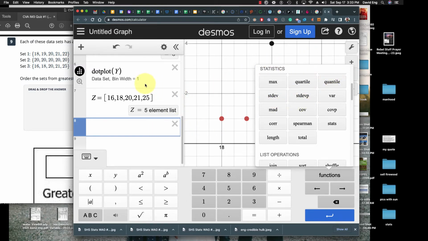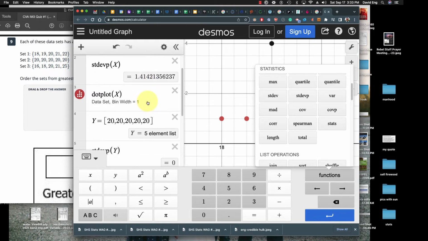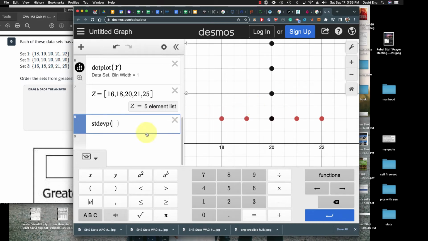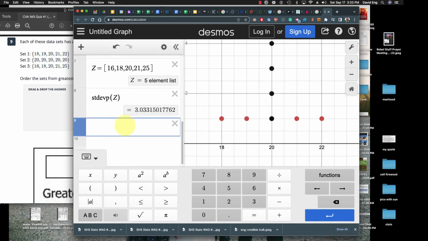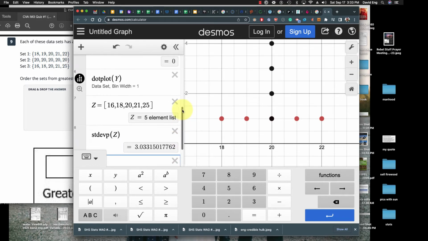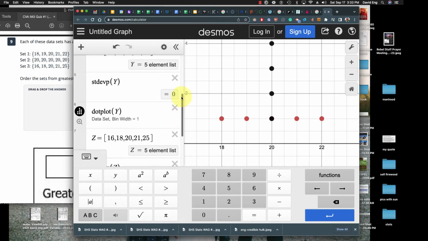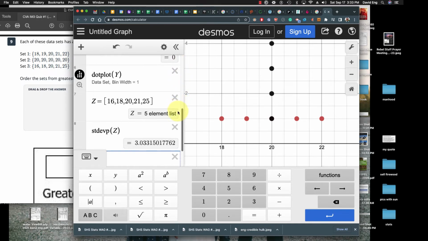And when you do that, I did that for X, Y, and Z, or set 3. So you can just click on this, or you can just type out the words. Now I'm going to do capital Z. And there is my standard deviation. So which of these has the greatest? I have 3.03, 0, and 1.41, so the answer would be 3, 1, 2.